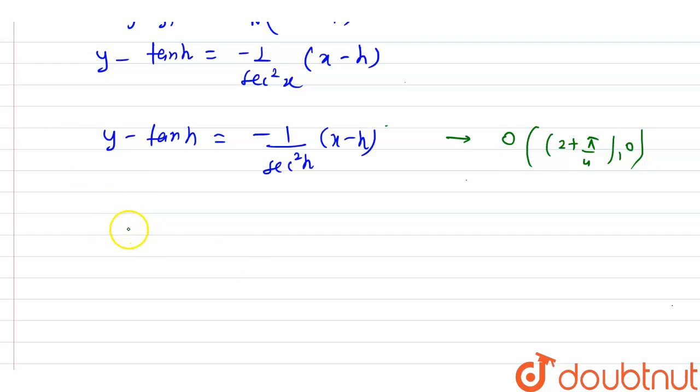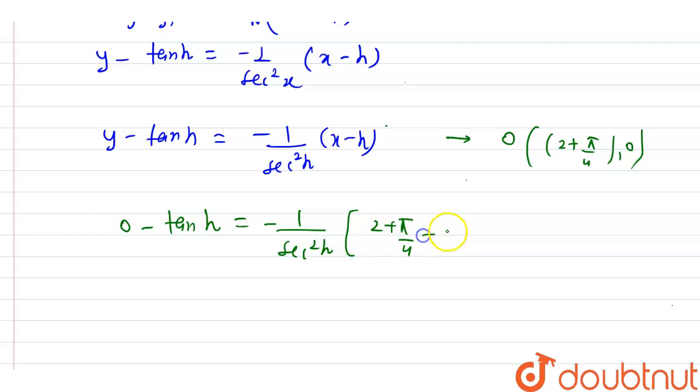I'm going to put the points here. In place of y, I'm putting 0. It will be minus tan h equals minus of 1 over sec square h, and in place of x, I'm writing 2 plus pi over 4 minus h. Now I'm simplifying this. This minus will cancel out this minus. It will be tan h sec square h equals 2 plus pi by 4 minus h.